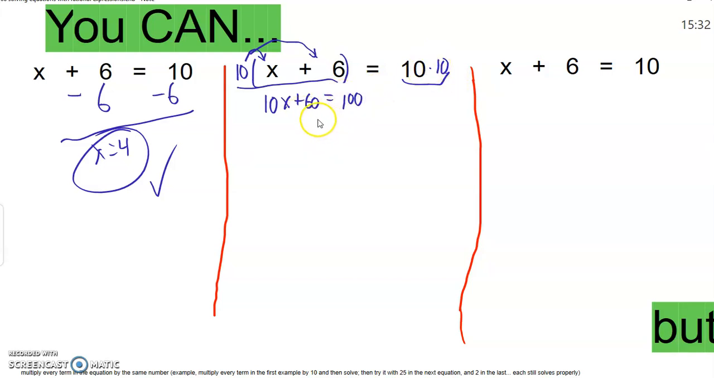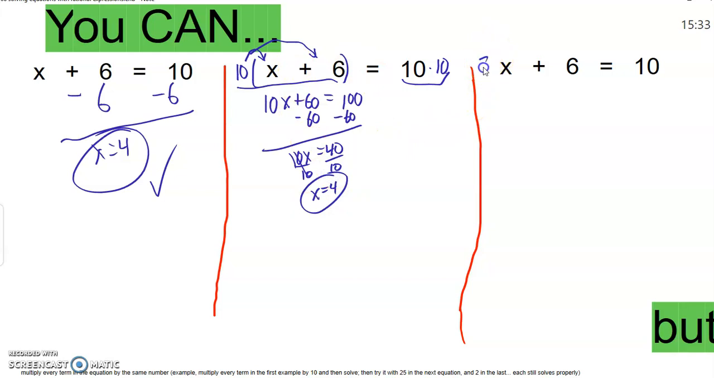That's a true statement. Did it help me to solve it? Absolutely not. Did it make it more complicated? I would say yes, because the numbers are all of a sudden bigger. Is it still a true statement? Yes, it is, because I did the same thing to both sides. I'm going to go ahead and solve this just to prove it. So I get 10x equals 40, and then I divide both sides by 10, and I get x equals 4 again. But there was no point in doing that.